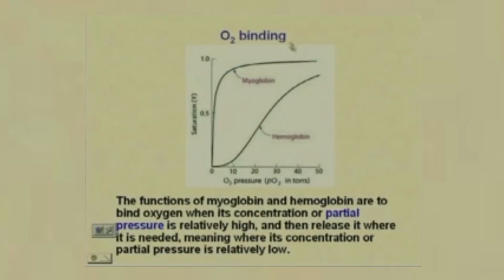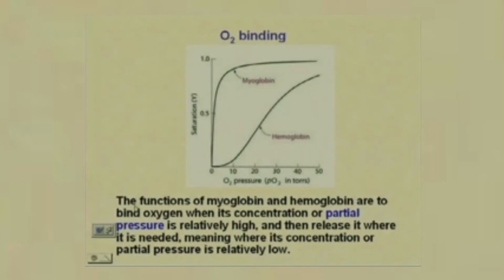So this is what we have: saturation against the partial pressure of oxygen. This is the myoglobin curve for oxygen binding, which is a hyperbolic curve. This is a sigmoidal curve for hemoglobin. And you understand why one has to be a sigmoidal curve and the other has to be a hyperbolic curve.